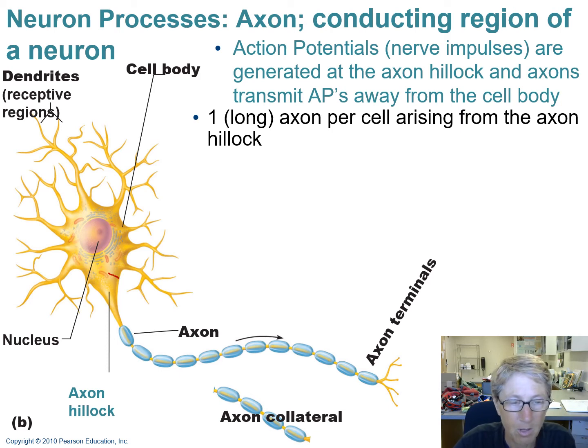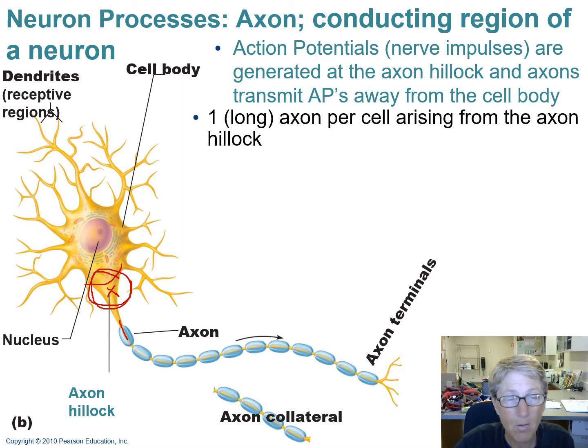This part is really a cool part. It's called the axon hillock, so for little hill, and it's at the junction between the beginning of the axon and the cell body. So the axon hillock, and what lives in the axon hillock are a whole bunch of voltage-gated channels.